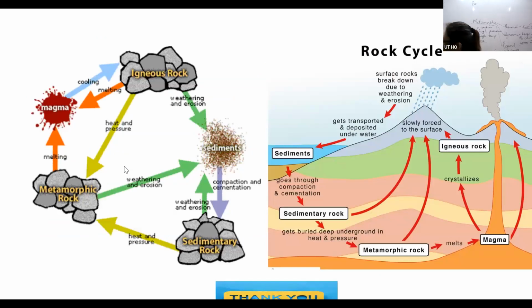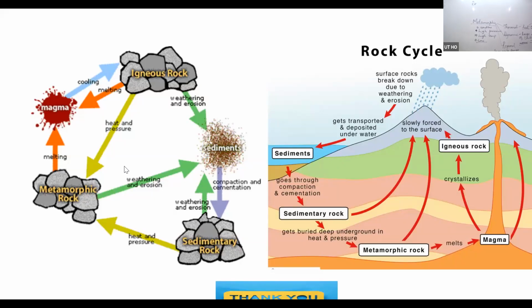Now this is the rock cycle. You all can see. We'll finish it by then. This is the last screen. So what is happening? Igneous rock, weathering, turning into sediments. Sediments go through compaction and cementation. Sedimentary rock is also getting weathered and eroded. Everything is interlinked. Yes, all are connected.